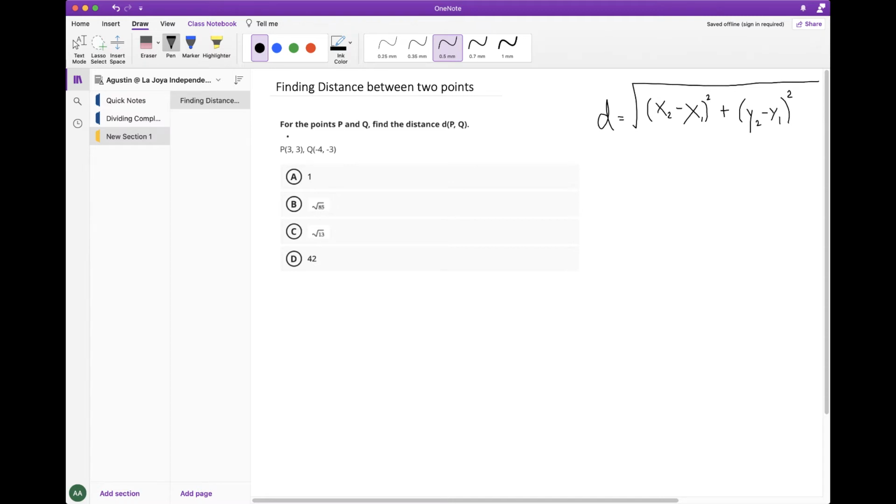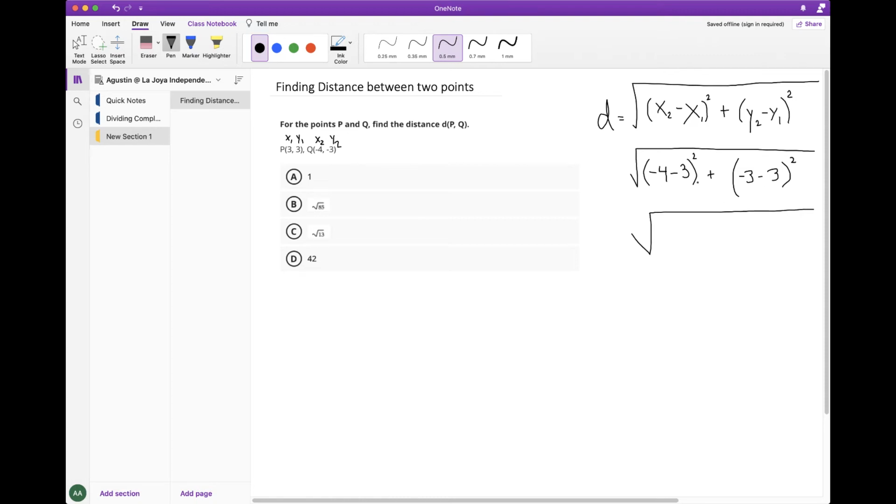All right, so we got x1 and x2. So let's plug those in. So we're gonna get negative 4 minus 3 squared plus now y2, right, and y1. So negative 3 minus 3 squared.